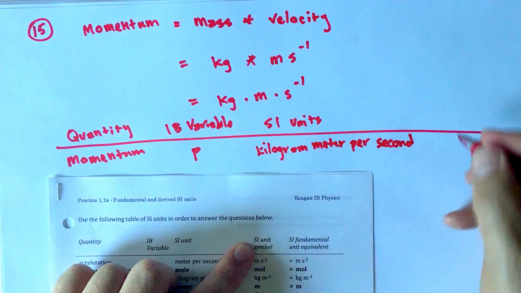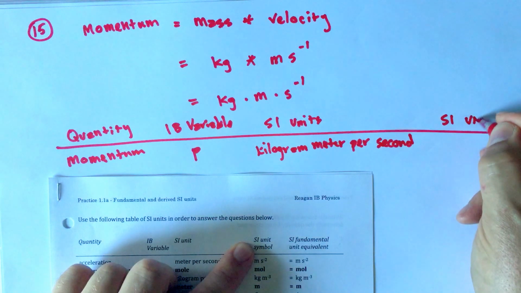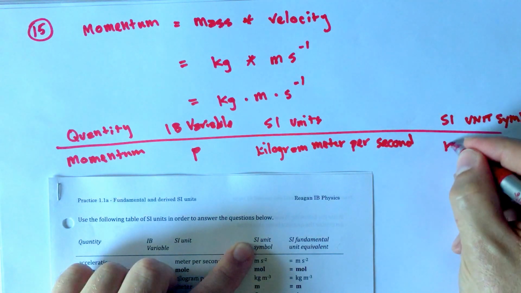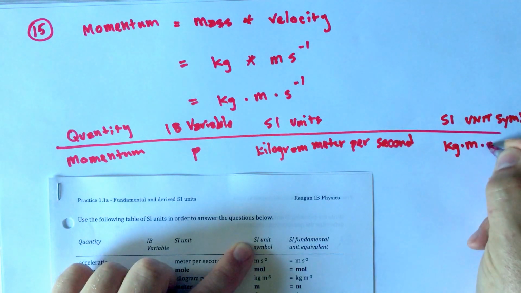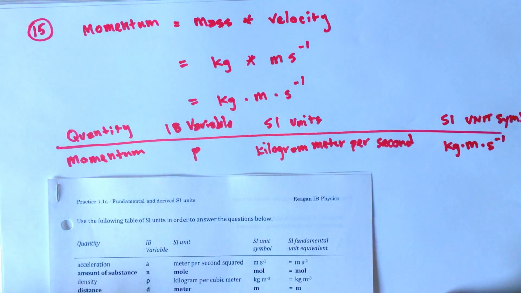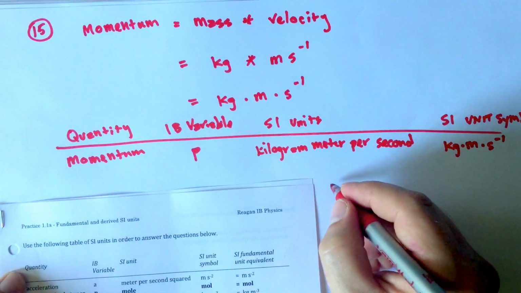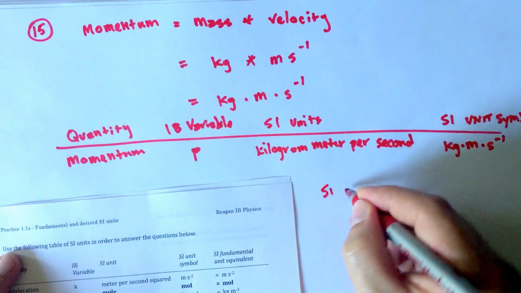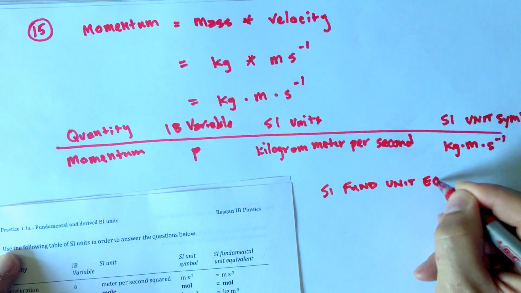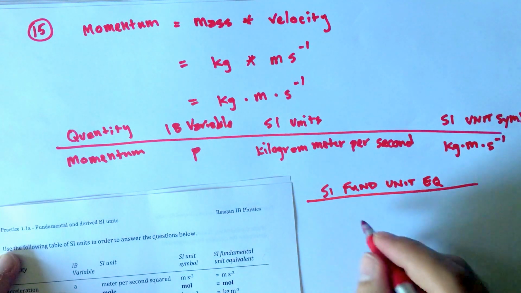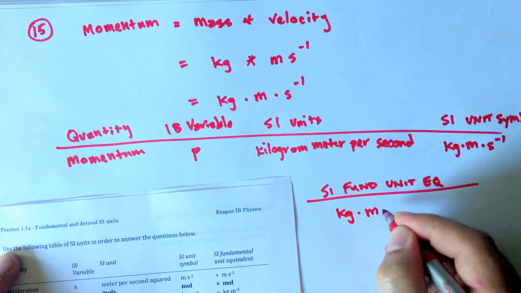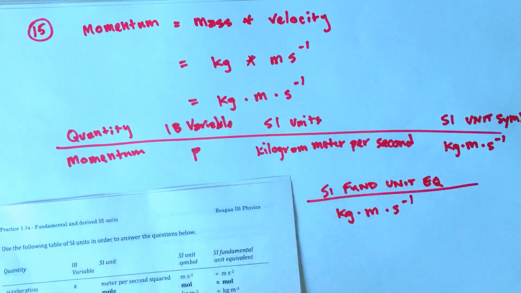The SI unit symbol is just going to be kilogram meter per second. And the SI fundamental unit equivalent is going to be the same thing. So here I'm going to drop down one line, but the SI fundamental unit equivalent in the table is going to equal the same thing. It cannot be simplified anymore. Kilogram meter per second. Excellent.